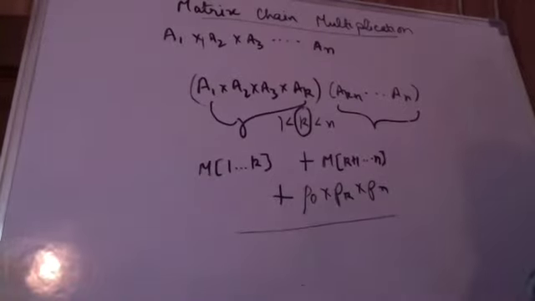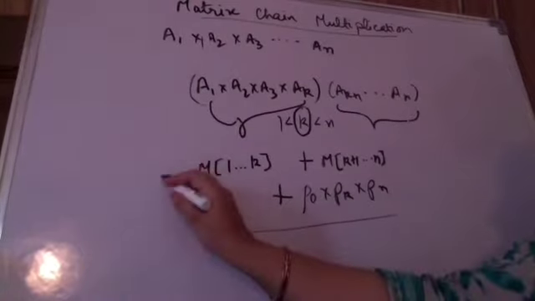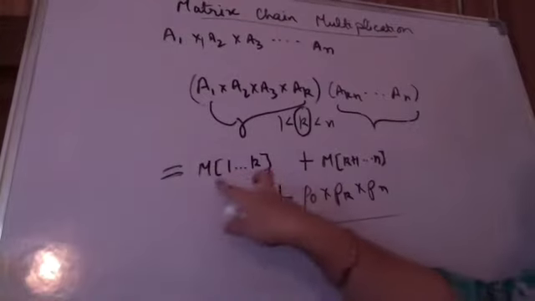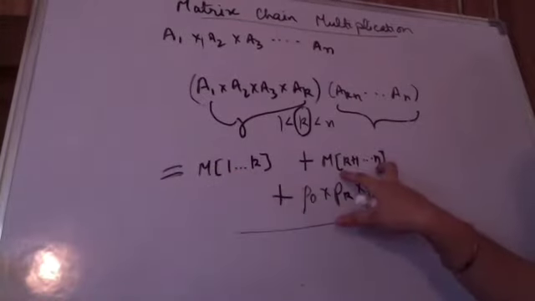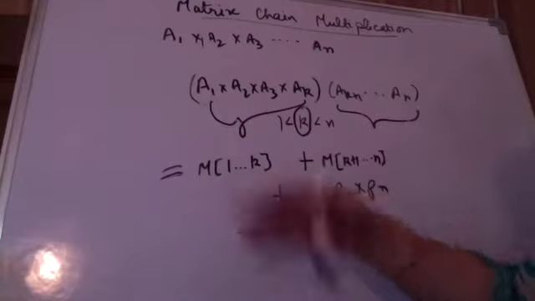Do you all agree? The total number of scalar multiplications, where I am assuming that this is also optimal, this is also optimal, I have to recursively find that out.